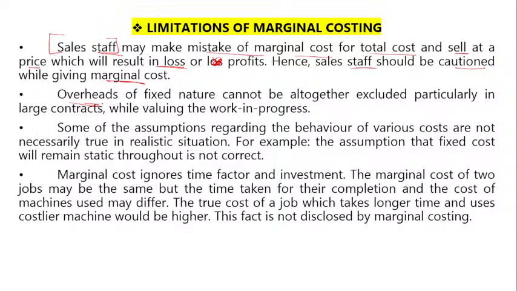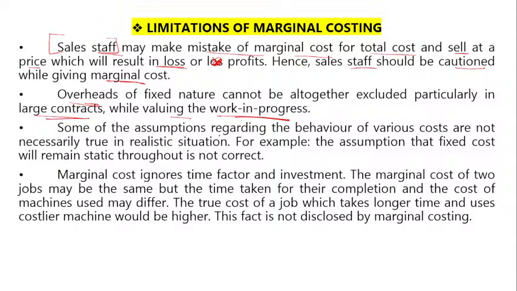Then the overheads of a fixed nature, like godown rent, fittings, lights and insurance of the godown, okay. These kinds of fixed overheads are excluded altogether, particularly in large contracts. While valuing work in progress, we are not including these either, and it will adversely affect us, because we are not actually getting how much these fixed overheads really affect, okay.